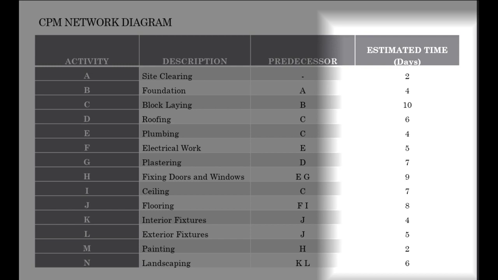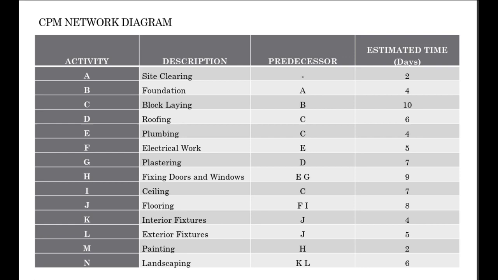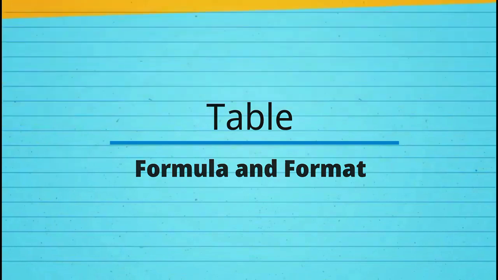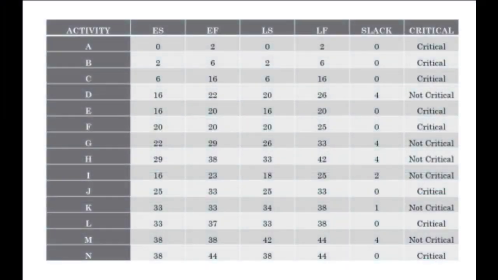The fourth column is the time estimation of each activity to be completed. Specifically, these are the working days of each activity. This table represents all the data measured using the critical path method. But before going through all these numbers, we should understand the methods and formulas used to calculate this data.